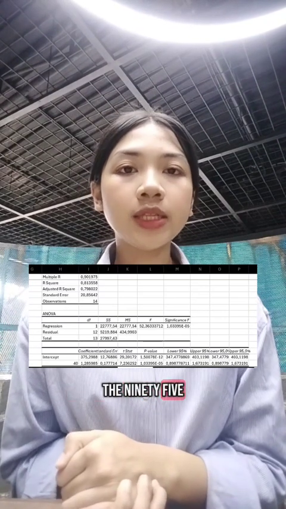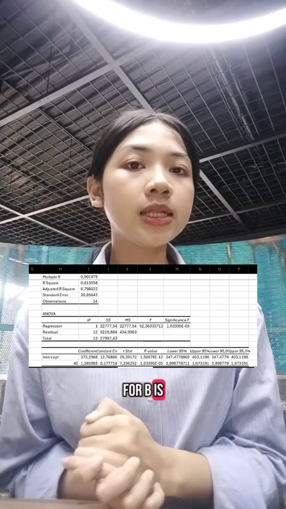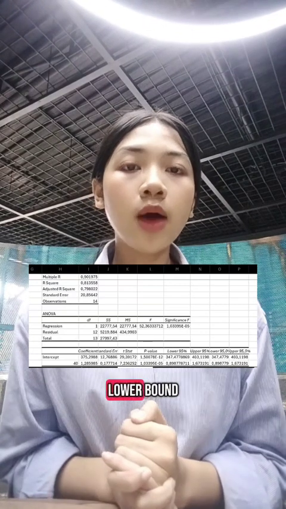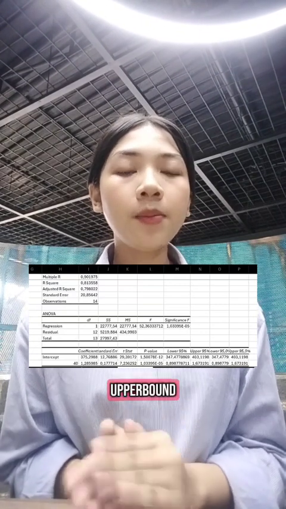The 95% confidence interval for B is also provided. Lower bound 347.48, upper bound 403.12.